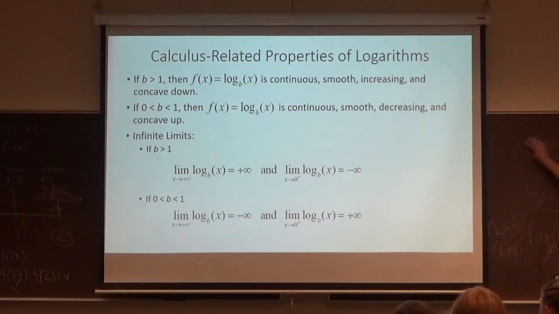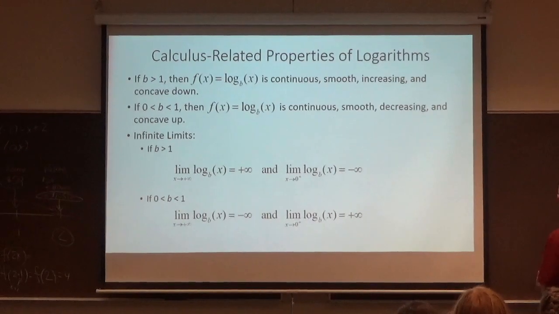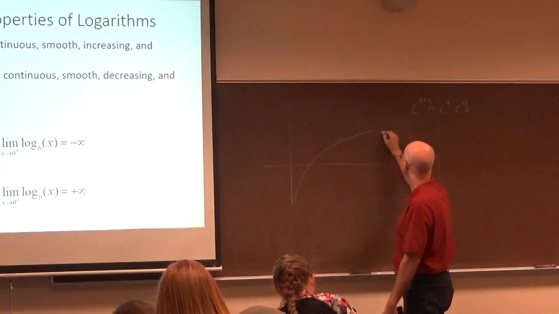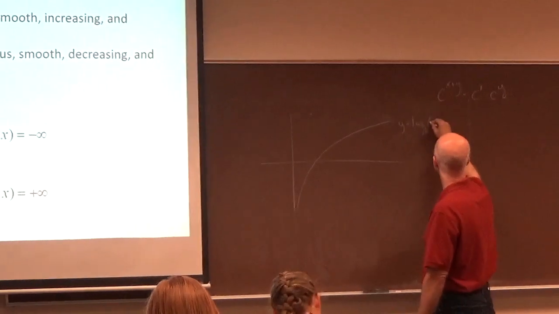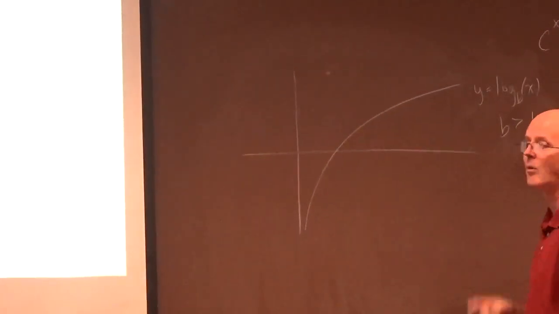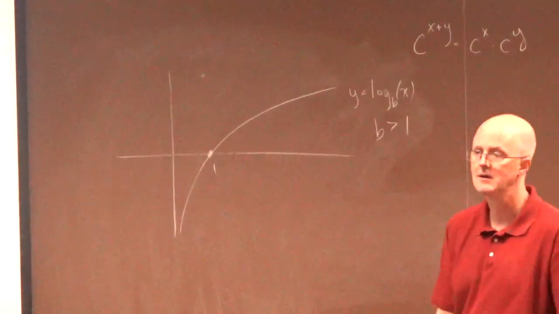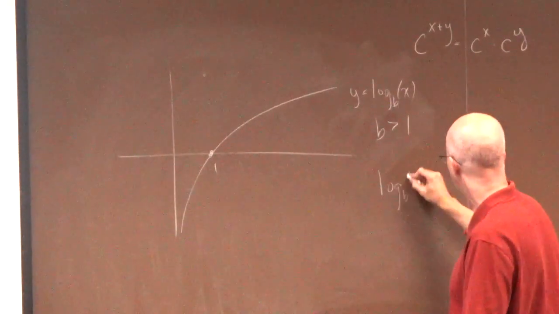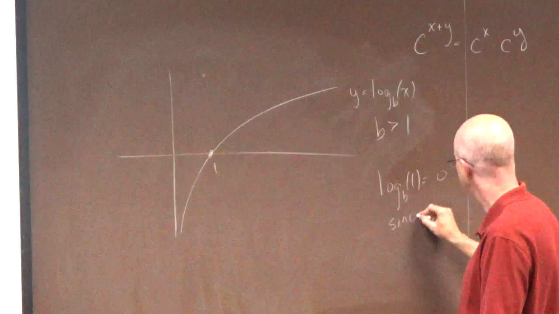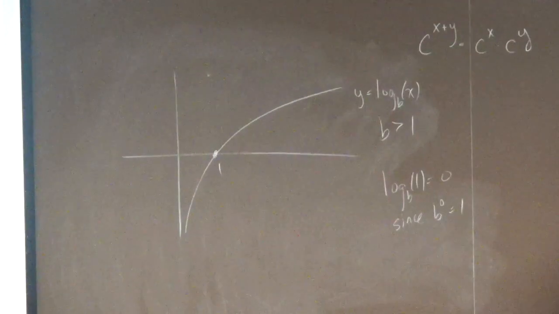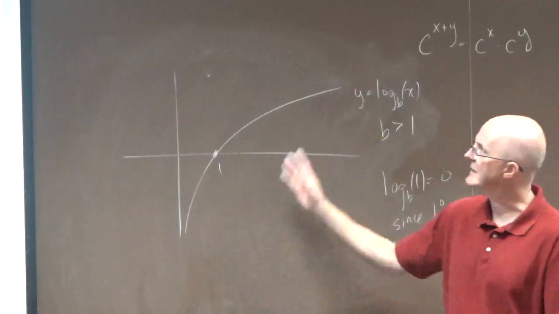The graph is increasing, concave down. As long as b is bigger than 1, it doesn't matter what b is, the graph looks like this, increasing concave down. Y equals log base b of x when b is bigger than 1. One thing I forgot to mention is it also has an x-intercept at x equals 1. Log base b of 1 equals 0 since b to the 0 power equals 1. That's another fundamental fact of logarithms. So increasing and concave down.